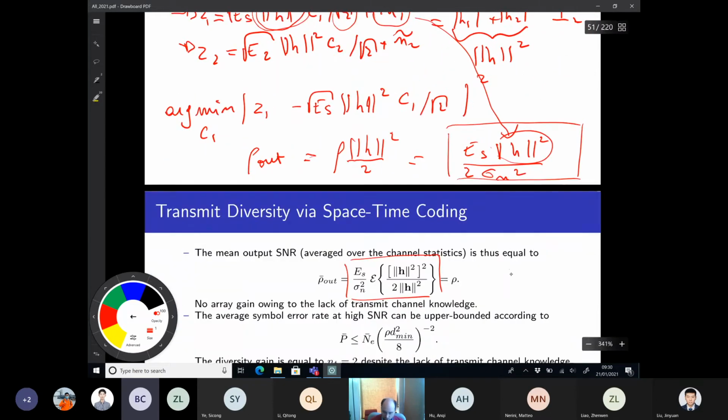If you take the expectation of the output SNR, what we're going to have is rho divided by 2 times the expectation of this, and I have 2 transmit antennas, so this will be equal to 2, so that's going to be equal to rho. Right, so what's happening here is that you don't have any array gain. Your output SNR after processing is the same as your single branch SNR.